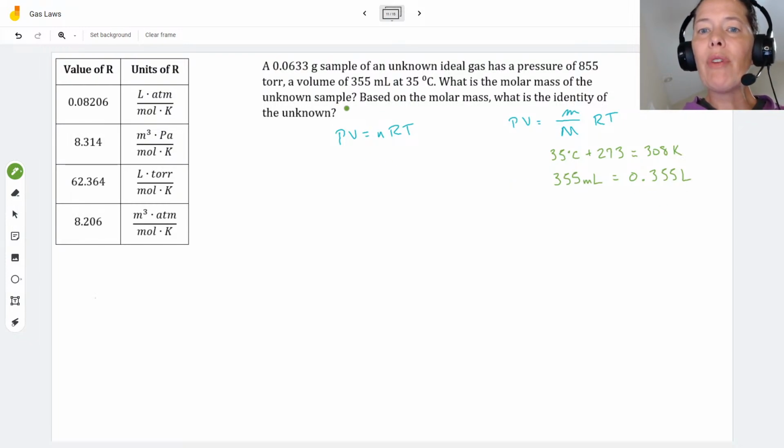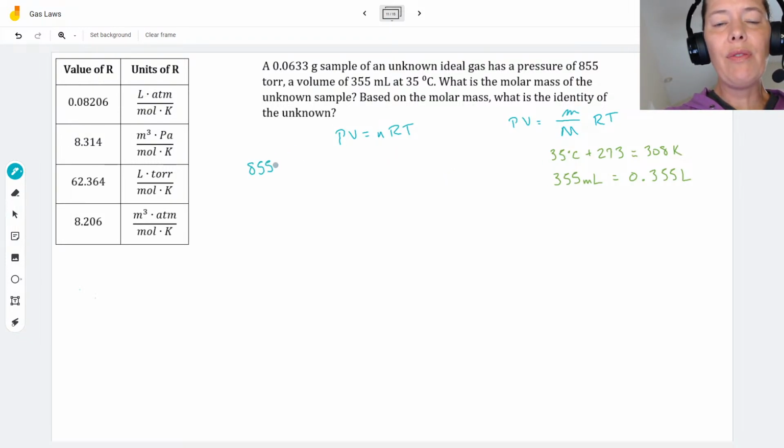Because I have a pressure of torr, I'm going to use this 62.3 value for R. Again, I like to take what I have and try to do as few conversions as possible and then find an R that matches that. So let's go ahead and plug in what we know. Okay, so we have a pressure of 855 torr. We have a volume of 0.355 liters.